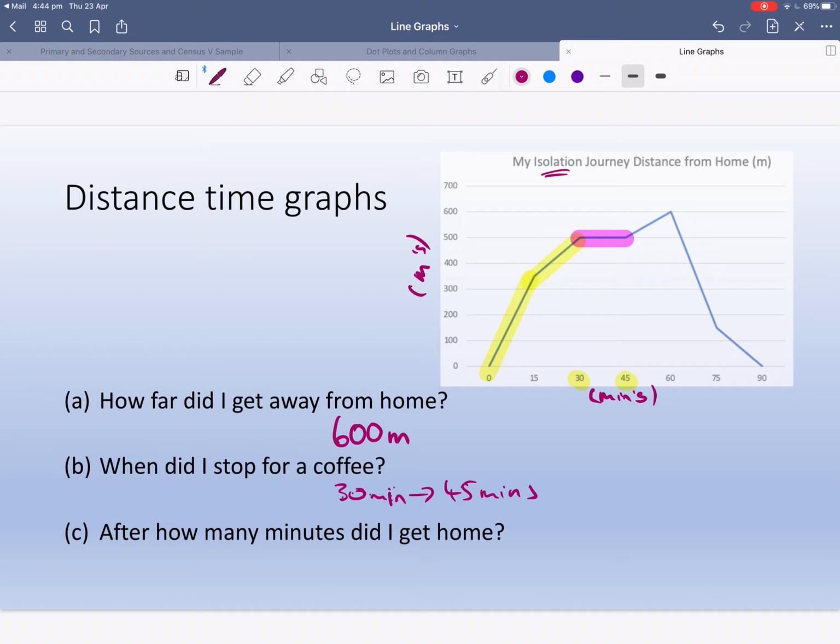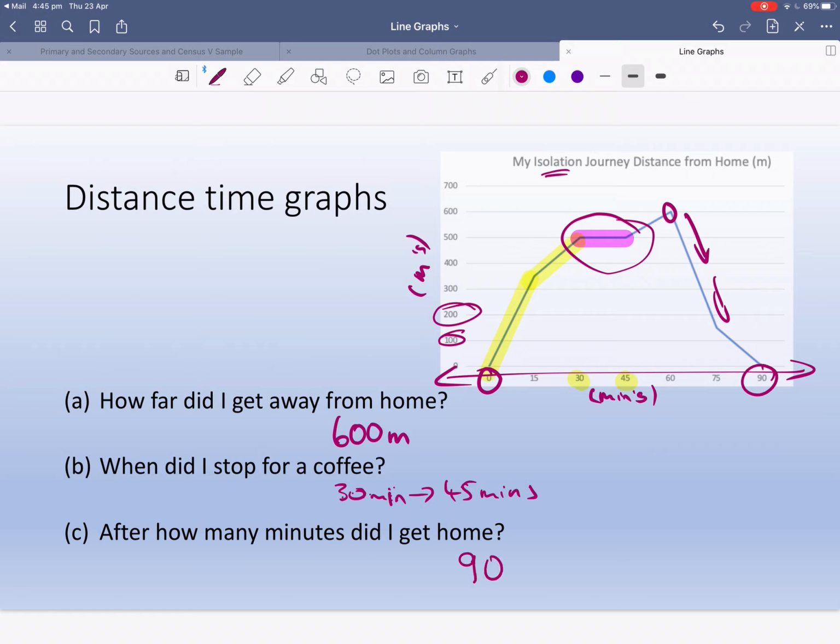Now, remember, home is this thing here. So I started at 0 minutes, and then I travelled, got my coffee here. And then over here, I start making my way back home. Why? Because see how the line keeps going down, and I'm getting closer and closer to 0, which is home, okay? So after how many minutes did I get home? Looks like it's 90.